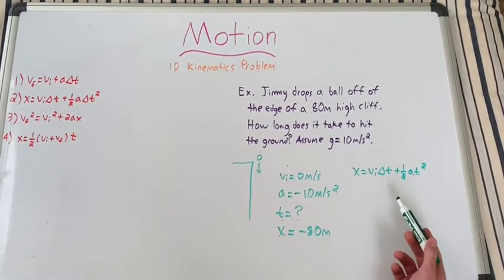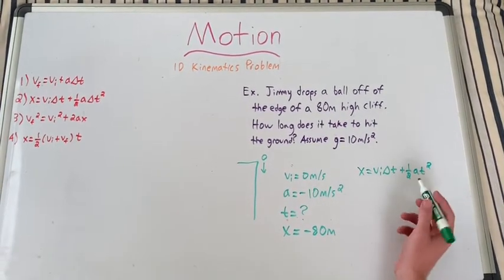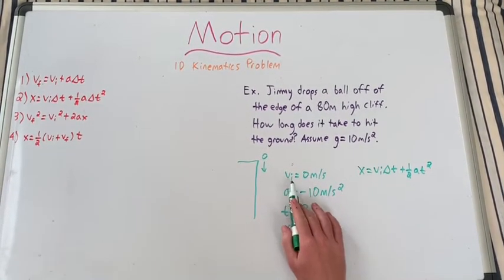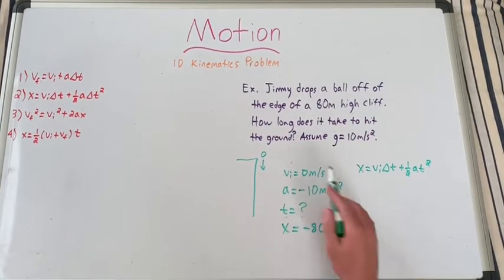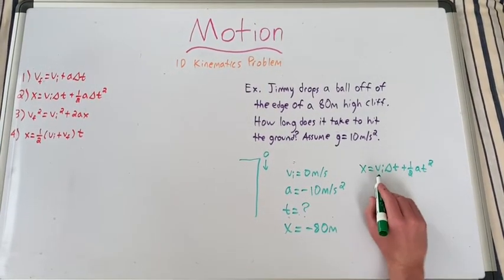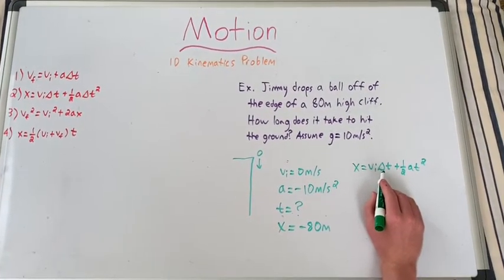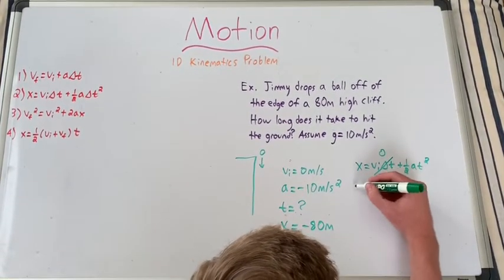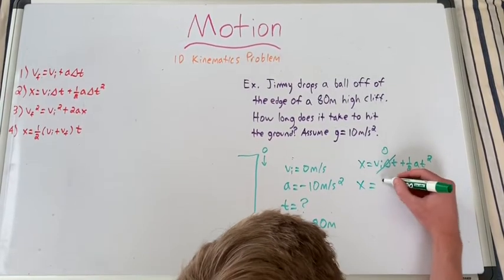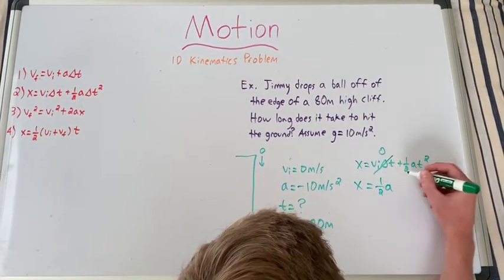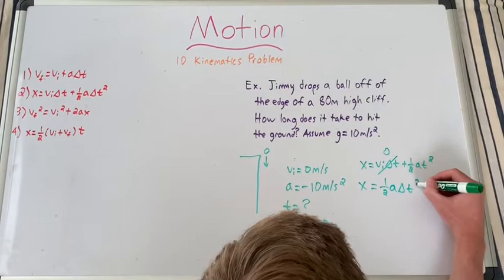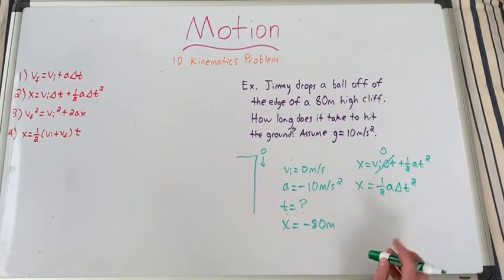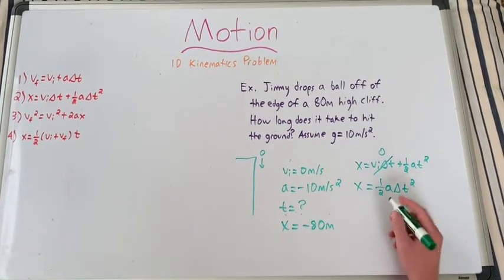Now we're going to rearrange to solve for t. But before we do that, we know that the initial velocity is 0 meters per second. So this expression, initial velocity times the change in time, would all be 0. So what we really have is displacement equals 1/2 acceleration times the change in time squared. So now we're going to rearrange to solve for time.